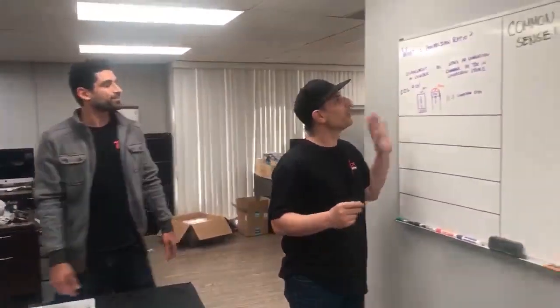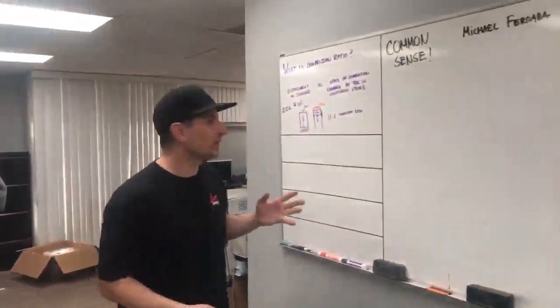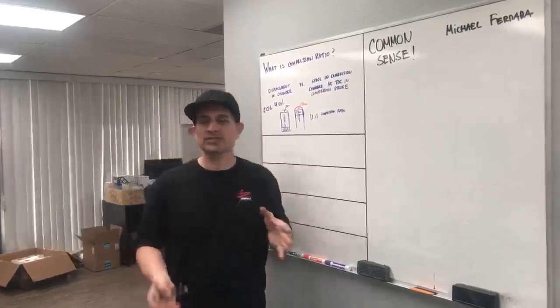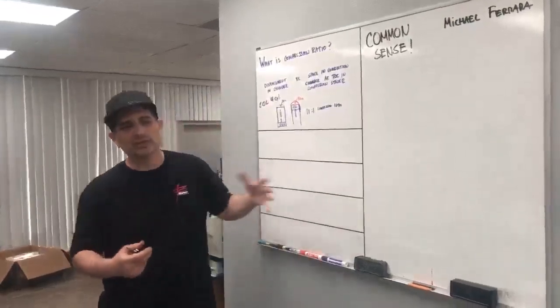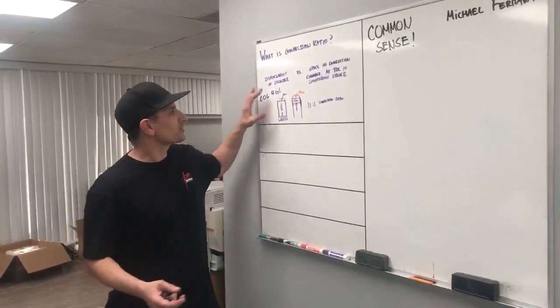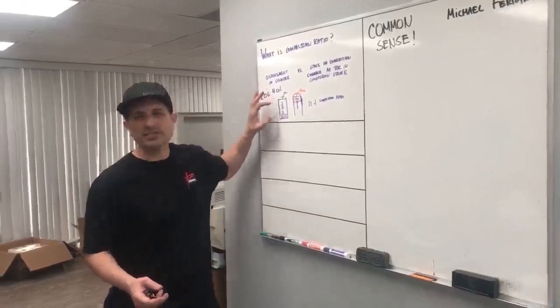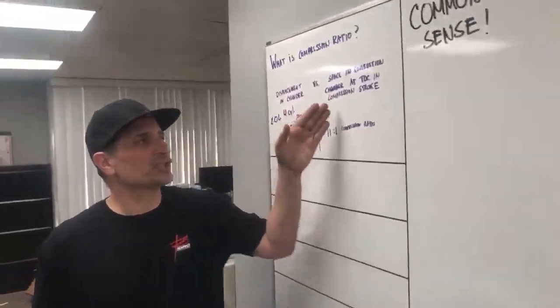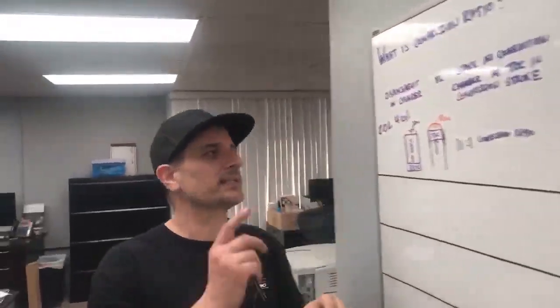Right. Now, before we all go and increase our compression ratio, can you tell us a little bit more about this? What is compression ratio for anybody? Sure. Okay. So, in a real basic sense, the compression ratio is the ratio of the displacement in your cylinder. Let's say you've got a 2-liter 4-cylinder engine. Your displacement in your cylinder is about 500 cc's, versus the space in the combustion chamber when your piston's at top dead center.